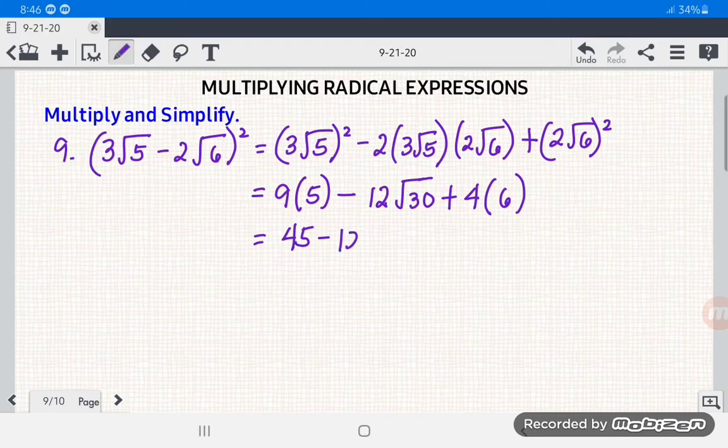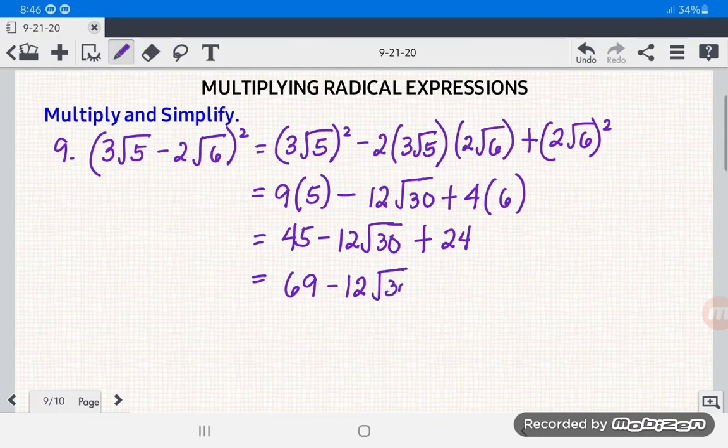So 9 times 5, we have 45. Then minus 12 square root of 30. Then plus 24, because 4 times 6, we have 24. Then you combine similar terms. 45 plus 24, so we have 69. Minus, you just copy this, 12 square root of 30. So this is the answer for number 9.